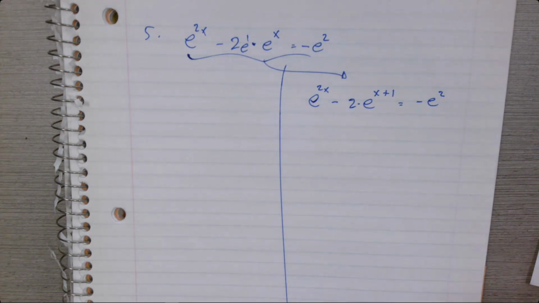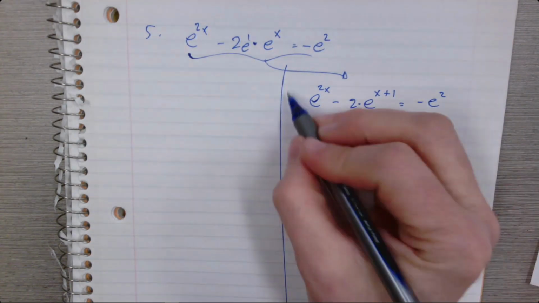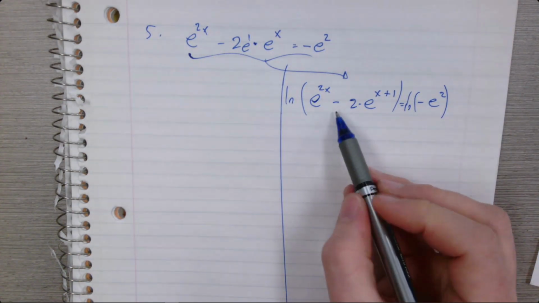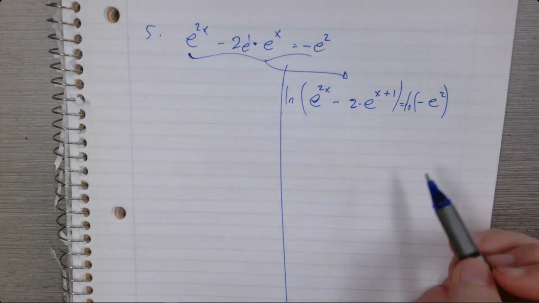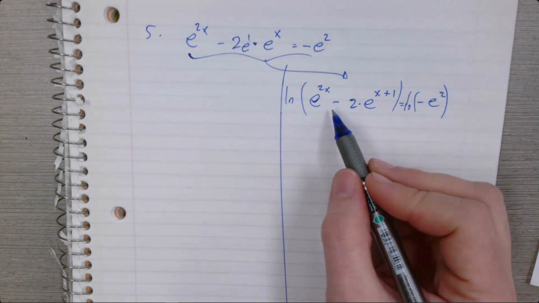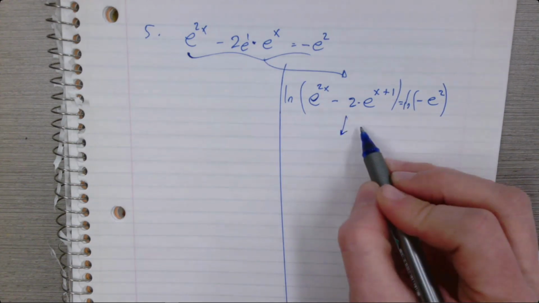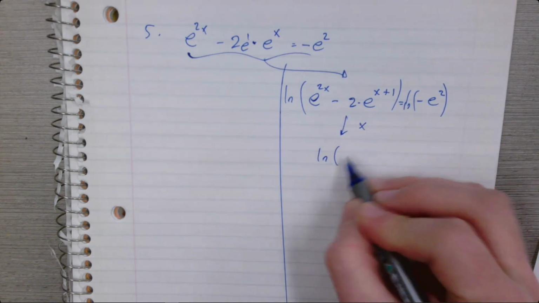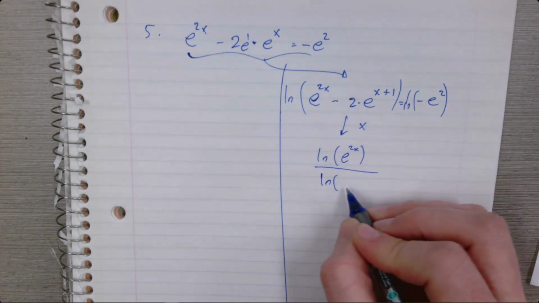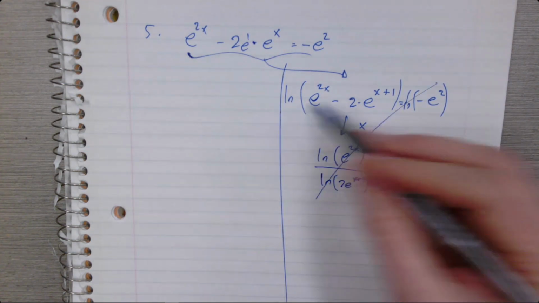It's not totally clear what I should do here. I guess I've got a lot of e's, so I could take the natural log of both sides and see where that gets me. So here you might be tempted to misremember the logarithmic simplification. You might say, oh, subtraction turns into division. So you might wrongly say, this is like saying natural log e to the 2x over natural log 2e to the x plus 1, and then simplify from there. But that's not the direction the simplification goes.